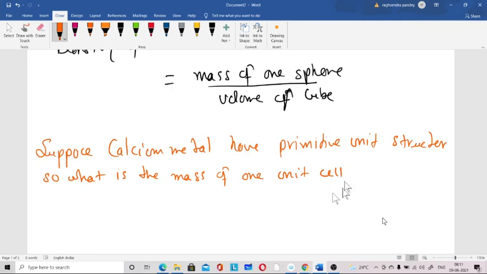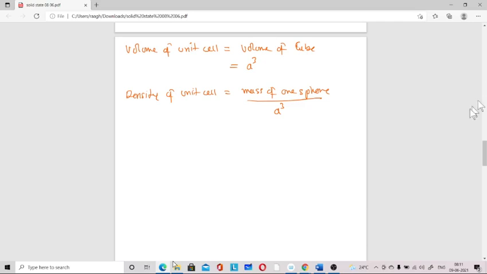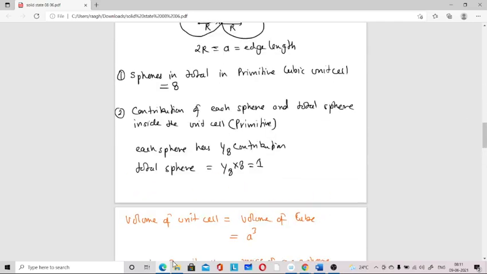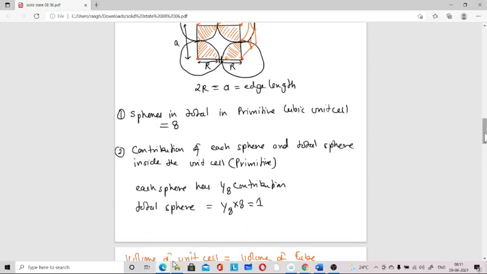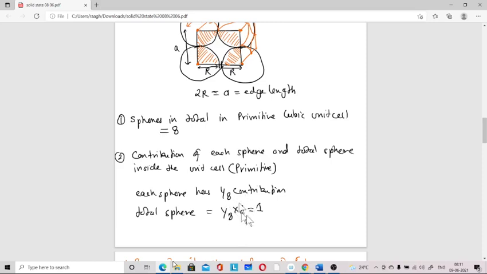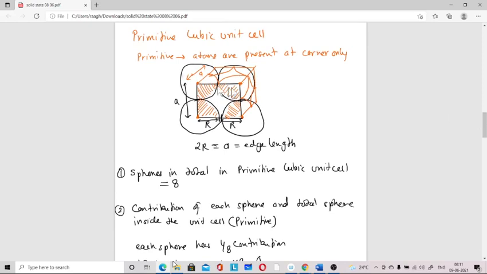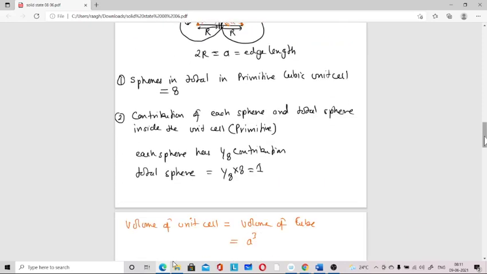Okay, mass of one unit cell means, I told you that there is only one sphere inside the unit cell. Inside the unit cell, there is only one sphere because all of these are present at the corner of the cube. So that is your 1 by 8. If it is 1 by 8, then you multiply by 8, so that is your one, total 1.